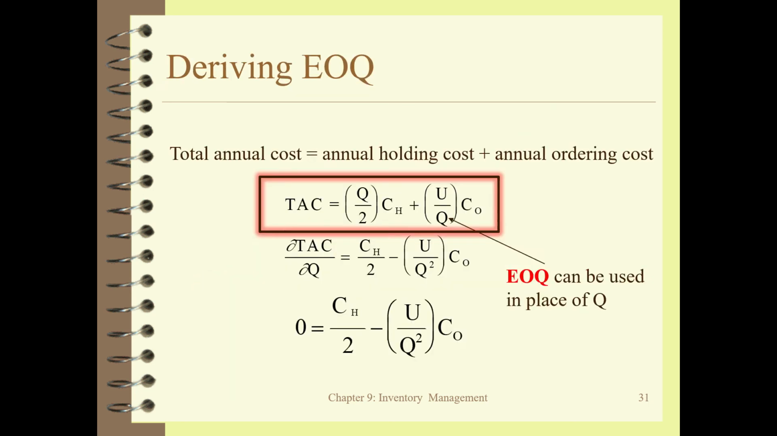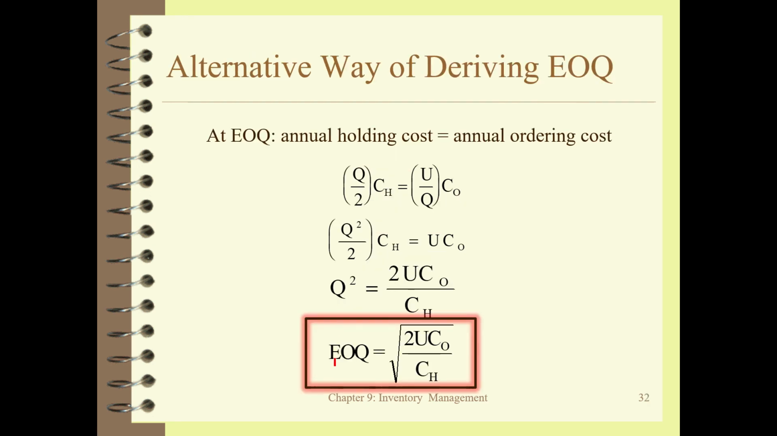Okay. This is the formula for the total annual cost. This one is the holding cost, and this one is the ordering cost. You add these two together, we get the total annual cost, and if we differentiate and make it equal to 0 and rearrange the equation, you get EOQ as square root of 2 multiplied by U multiplied by CO and divided by CH.